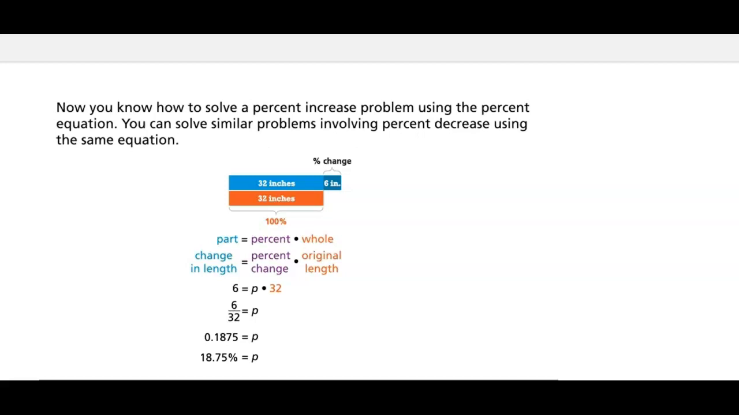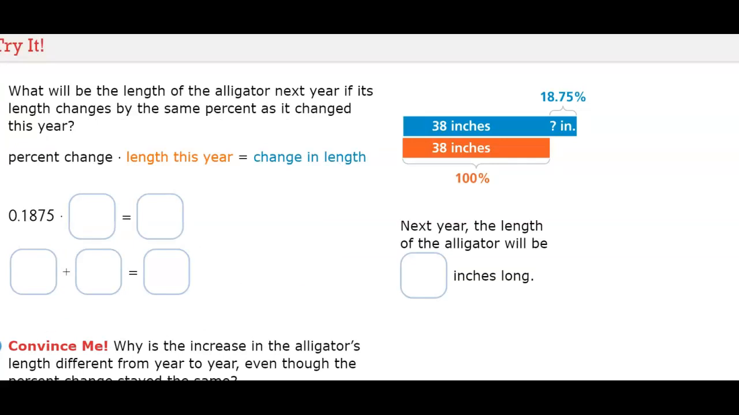Now you know how to solve a percent increase problem using the percent equation. You can solve similar problems involving percent decrease using the same equation. What will be the length of the alligator next year if its length changes by the same percent as it changed this year?